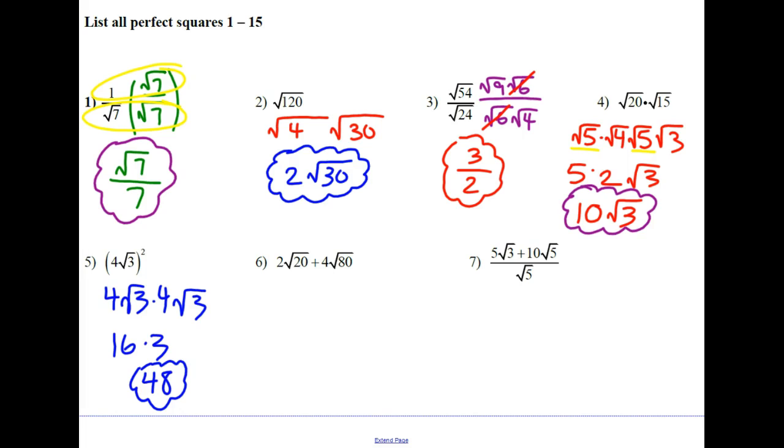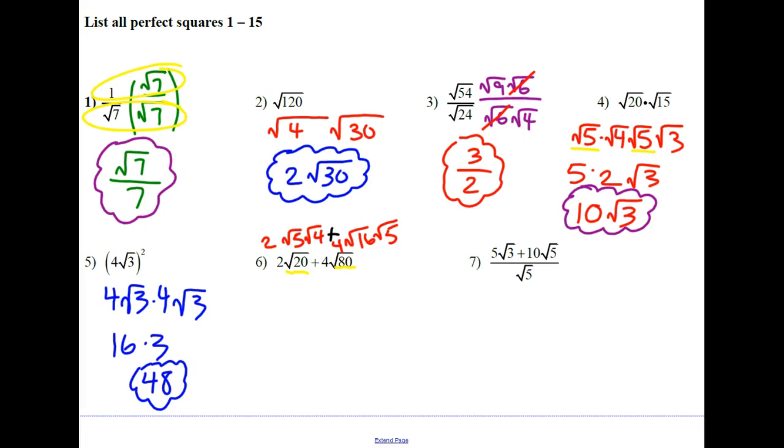Number 6, we have to add some radicals, and we can't do that until these things match. The radical parts match, so let's see if this is a happy little problem. Little Bob Ross action there. So let's see, we get root 20, that's the same as root 5 times root 4, and root 80, that's the same as root 16 times root 5. Okay, well there we go. Don't forget the 2 there, and don't forget the 4 there. Let's clean these up a bit. Remember, we're adding them.